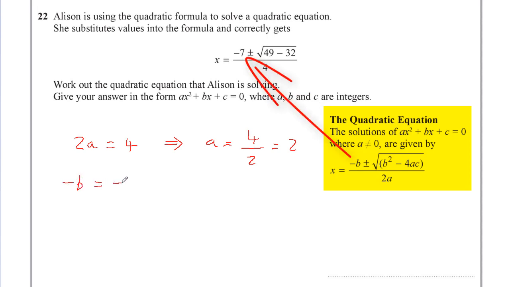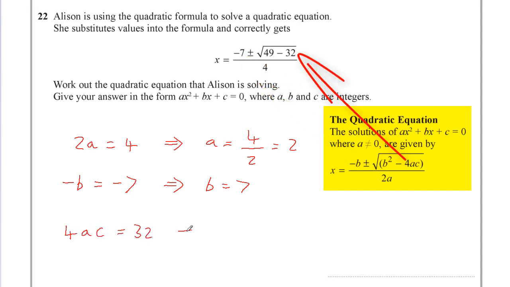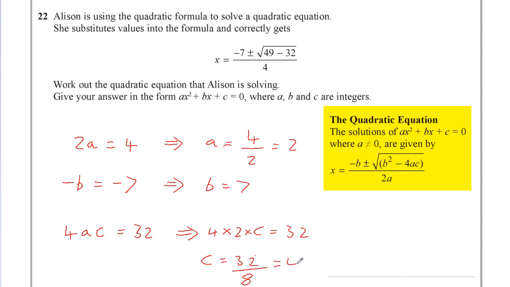Also, minus b equals minus 7. So b equals positive 7. And finally, 4ac equals 32. All we need to do is substitute a equals 2, which gives 4 times 2 times c equals 32. So c equals 32 over 8, which equals 4. Simple as that.